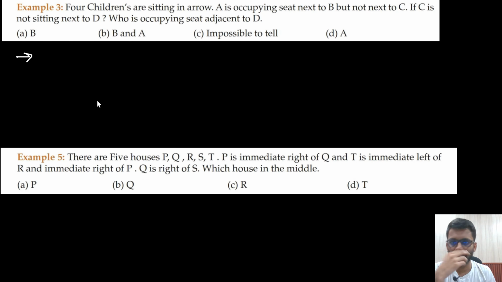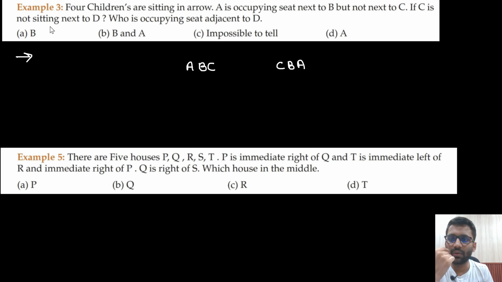This is the first one. Four children are sitting in a row. A is occupying the seat next to B. B can be here as well, right? This can also be one of the possibilities, but not next to C. A is not next to C. That means C has to be here or here. C cannot be here, because A is not next to C. That means A and C cannot be together.